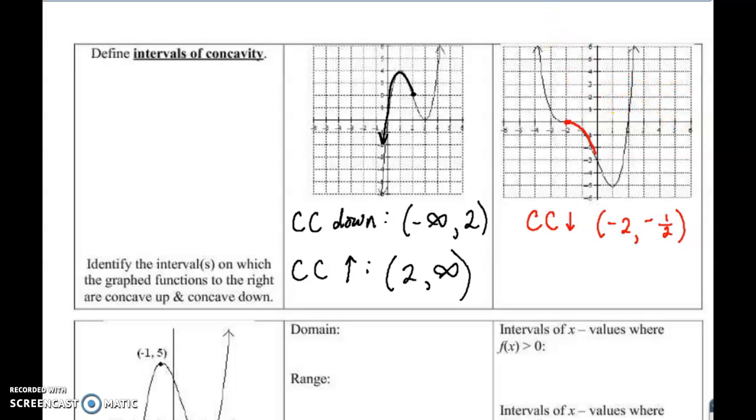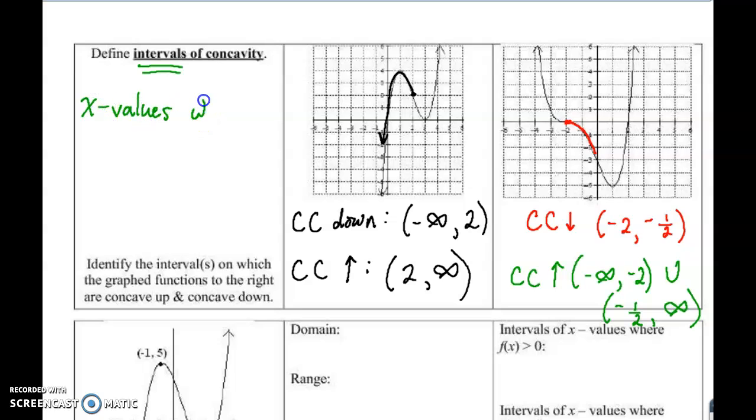So then where is it concave up? It would be everywhere else, all the other x values. So we're looking at from -infinity until we get to -2, union from -1/2 to infinity. So as far as our definition goes, I would just break it down to, we're looking for the x values where the graph opens up.